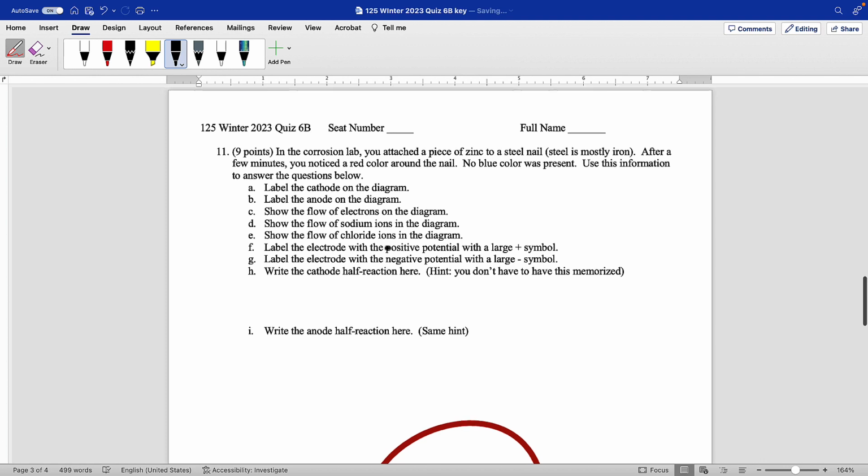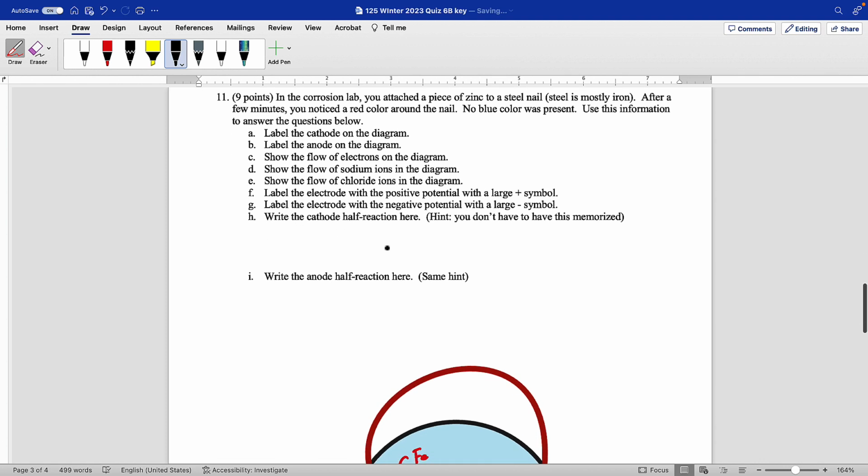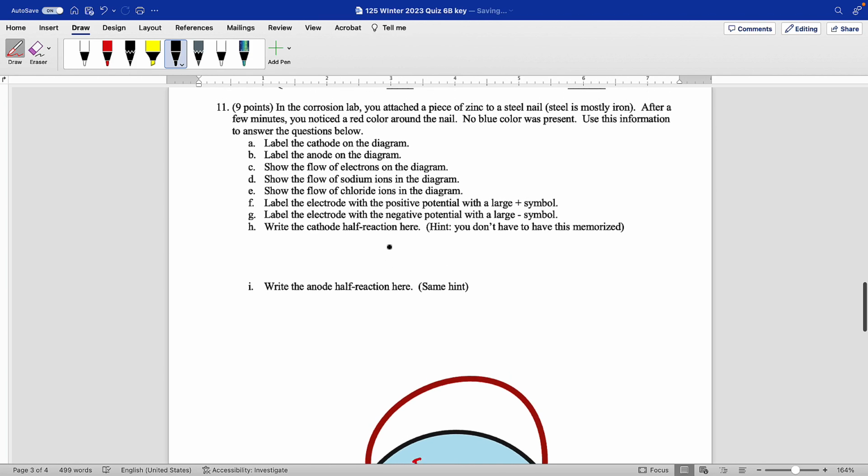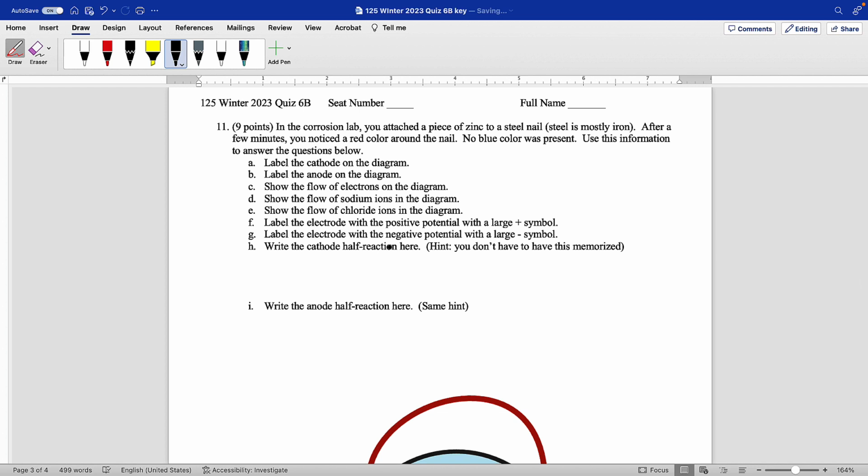Okay, so label the cathode and the anode. All right, so we have some clues here. There's red around the nail. So what does that mean? So we may remember that red in our experiment meant that oxygen was being reduced. And we put phenolphthalein in because we know that phenolphthalein reacts with bases to form a pink color or a red color. So it must be that we have a reaction that produces hydroxide ions.